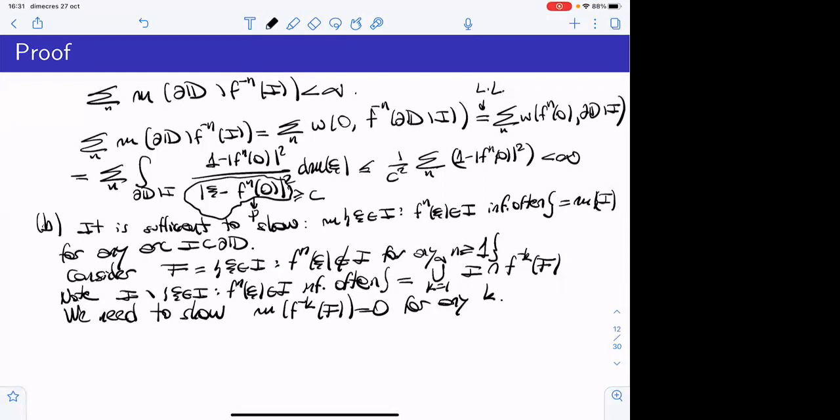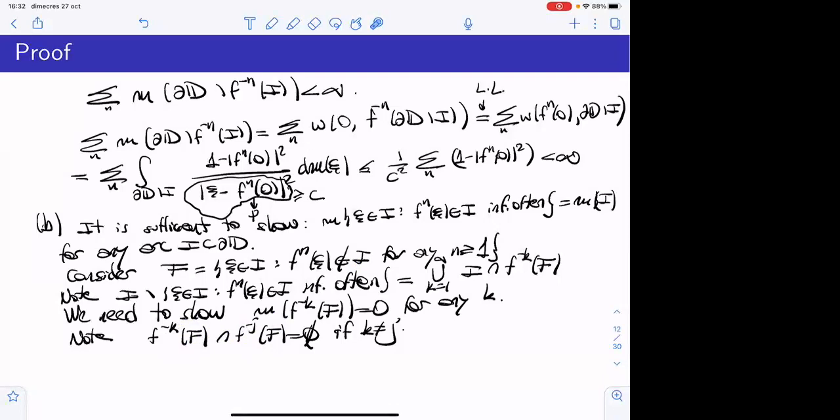Okay, so to show that, observe that these preimages are disjoint if k is different from j. This is very clear, right? Because this tells you that after k iterates, you lie in the set F. So this means that after k iterates, the orbit does not visit the set I anymore. So if you have two different indexes, one would be bigger than the other. And then this would imply that if you are in the set, you cannot be in that other set, okay?